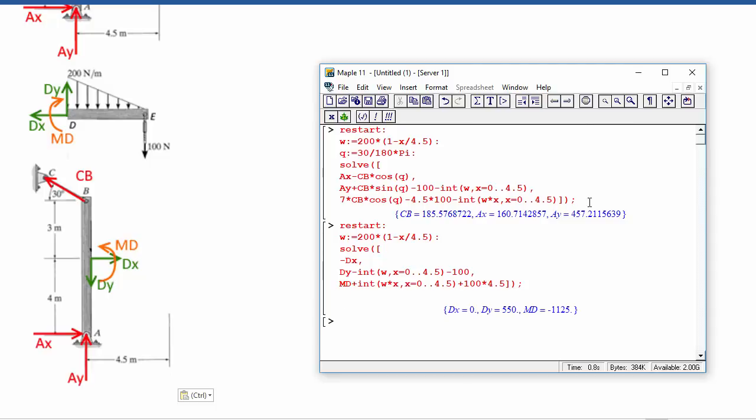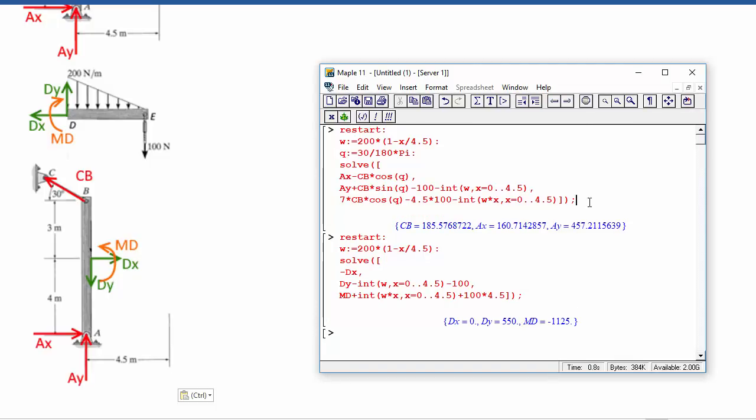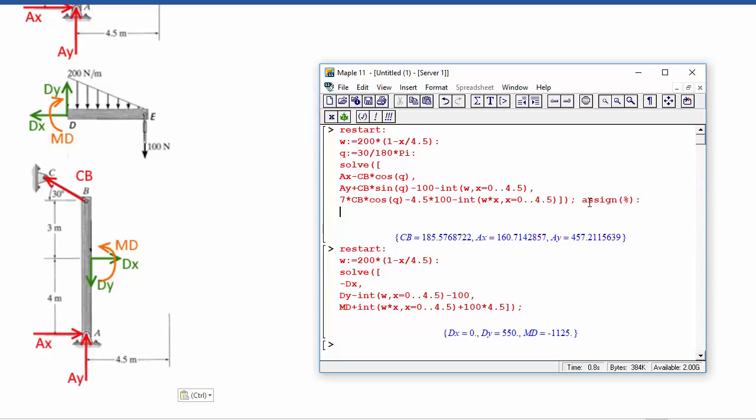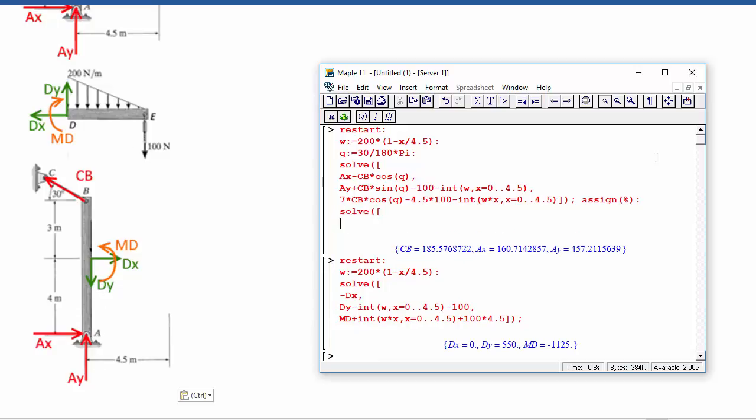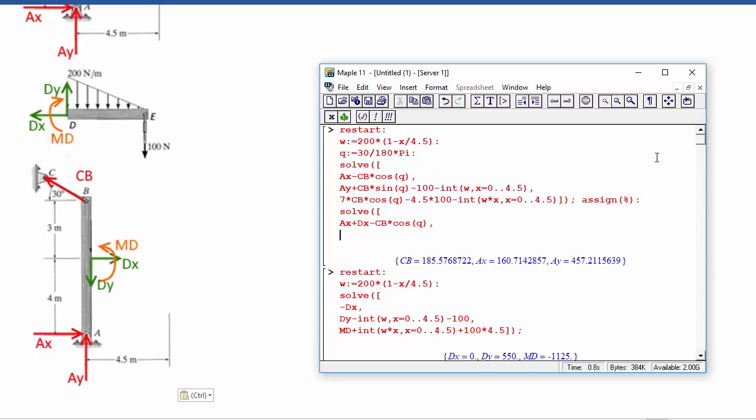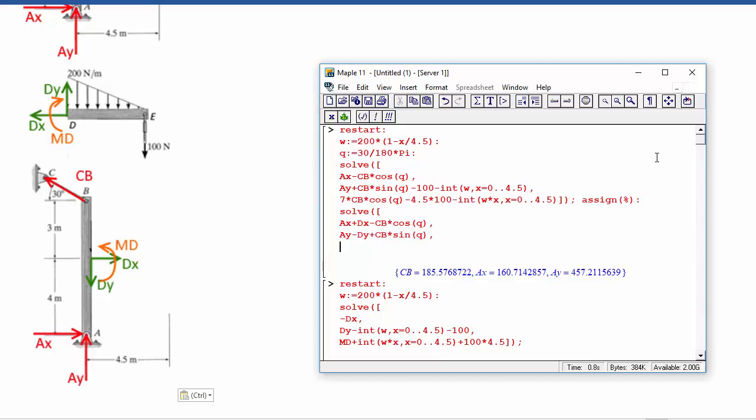So for that, we're going to go back up to this first example where we solved for the external reaction forces and assign them. Then write out the net force and torque on this body is equal to 0. So let's try that. So we'll solve ax plus dx minus cb cos of q in the x direction. Ay minus dy plus cb sine of q in the y direction.